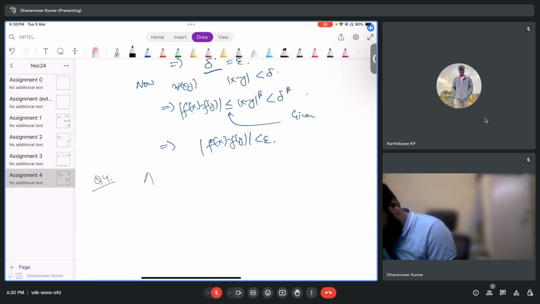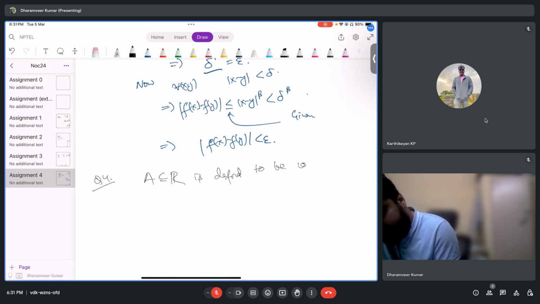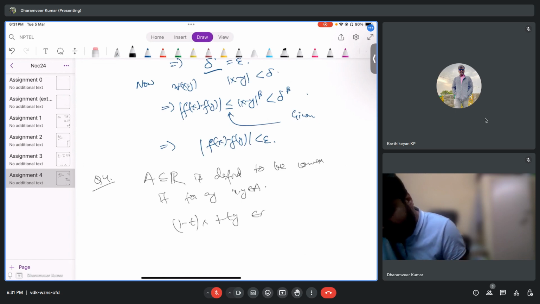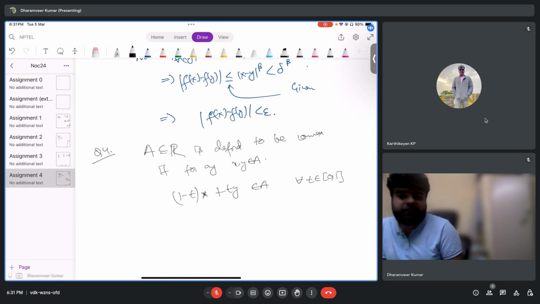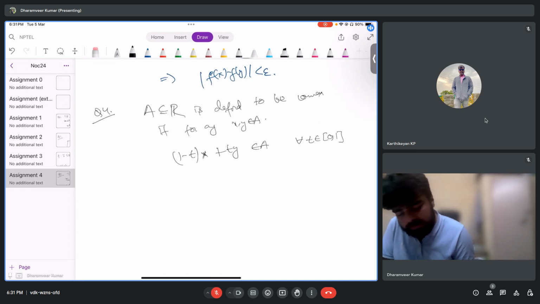So a subset, again, it's not an interval. A subset A is defined to be convex if for any x, y in A, and t in 0 to 1, tx plus (1 minus t)y is in A. Simple definition, it's like a line. The endpoints 1 and 0 are redundant because if x and y are in A, if you put t equal to 1, it will just be y. T equal to 0, it's just x. So they are always there.